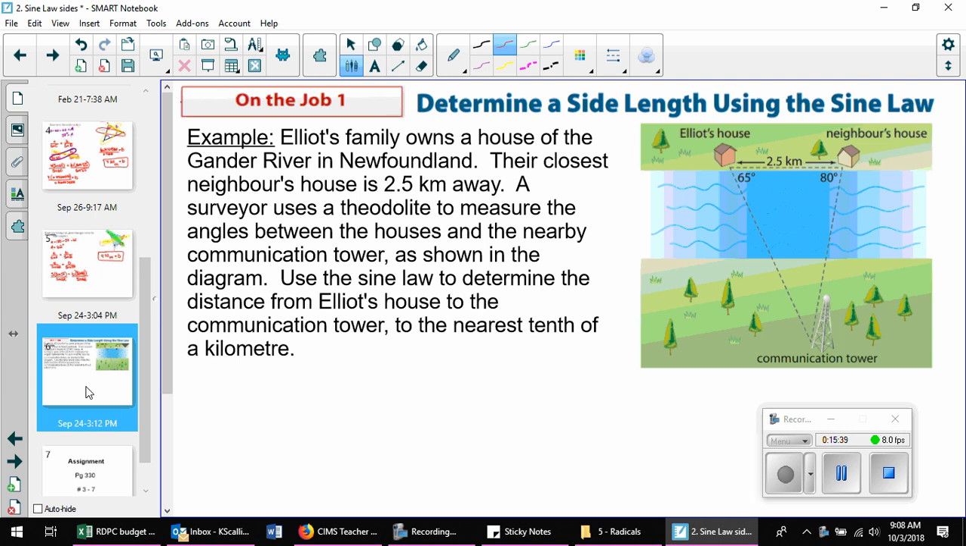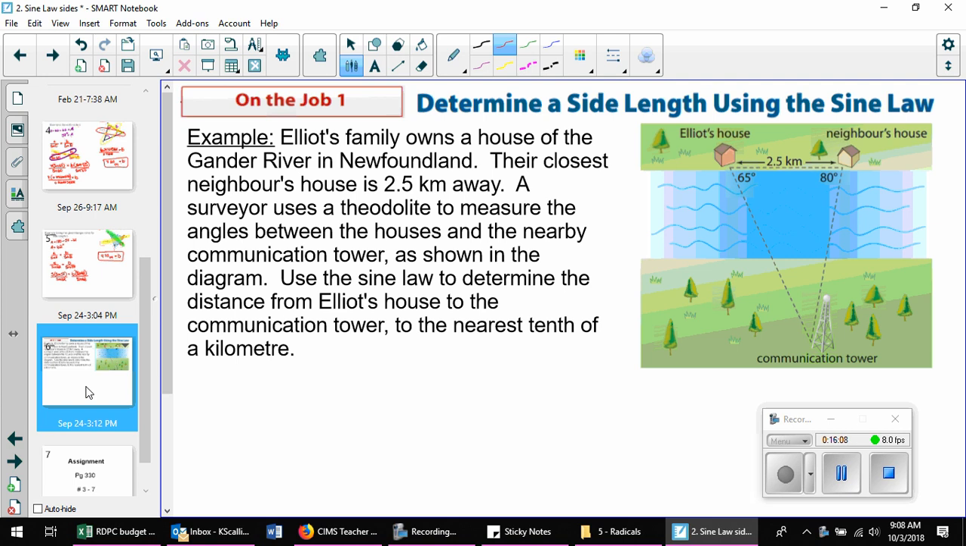Okay, word problem. Not super hard. I'm going to do it by the words. There's probably a lot more words than needs to be. Elliot's family owns a house, I should say, on the river in Newfoundland. Their closest neighbor's house is 2.5 kilometers away. So Elliot's house, neighbor's house. You may have to draw these triangles. They may not always be given. In this case, it was.